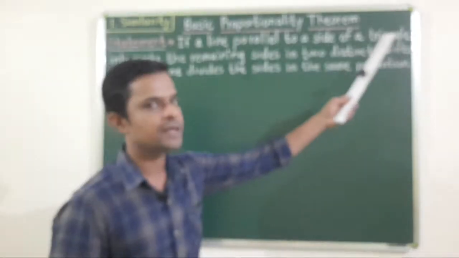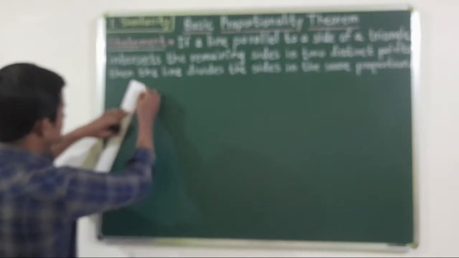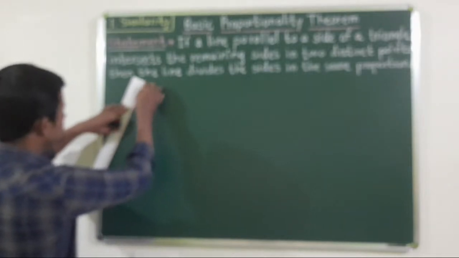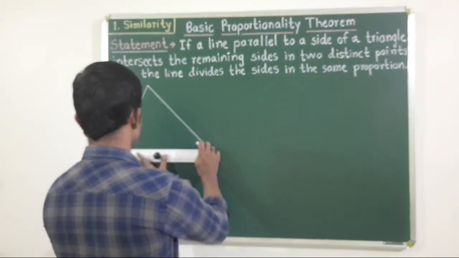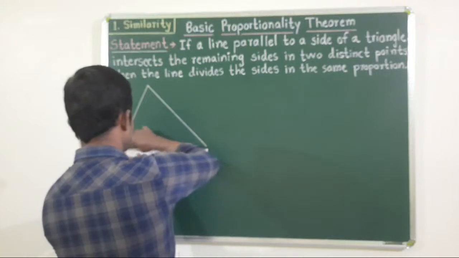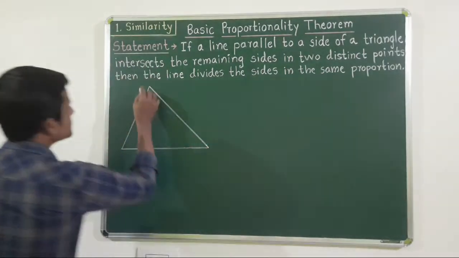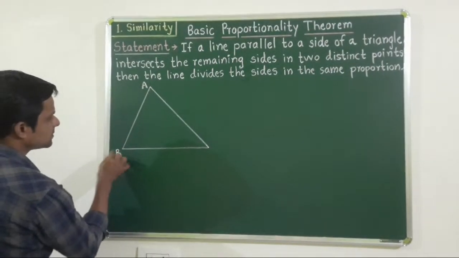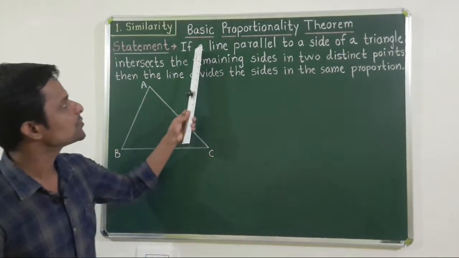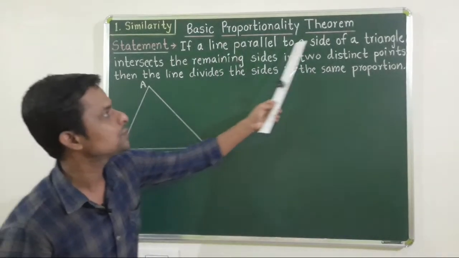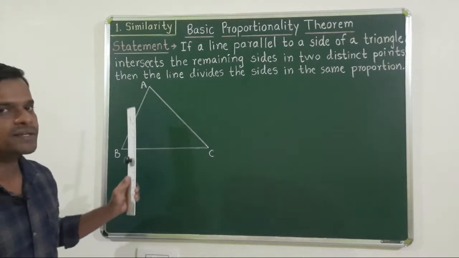First we'll draw a triangle, any type of triangle, suppose triangle ABC. This is our triangle ABC. According to our statement, we have drawn triangle ABC. Then we have to draw one line parallel to a side of the triangle, means one line which is parallel to any of these three sides of this triangle.